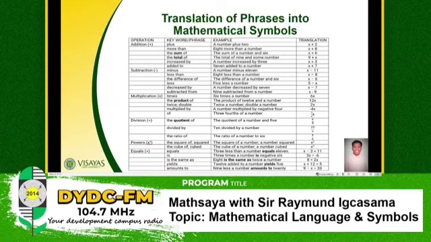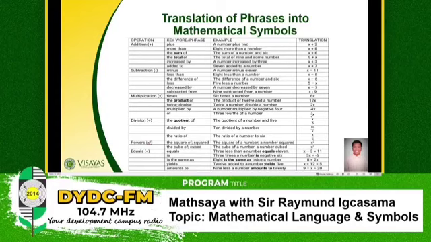Subtraction: the keywords are minus, less than, the difference of, less, decreased by, subtracted by. Example, a number minus 11. You assign a letter to be your number, then minus sign, and then 11. For multiplication, we have the keywords times, product of, twice, double, multiplied by, of. Then you have their examples and how you translate. For division: the quotient of, divided by, the ratio of, and so on.